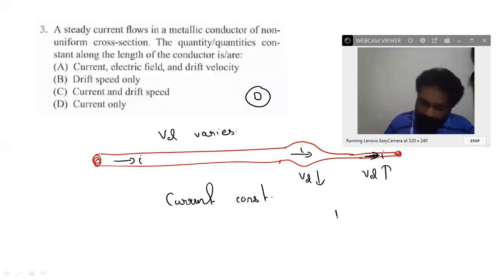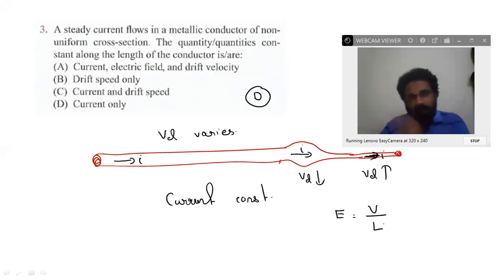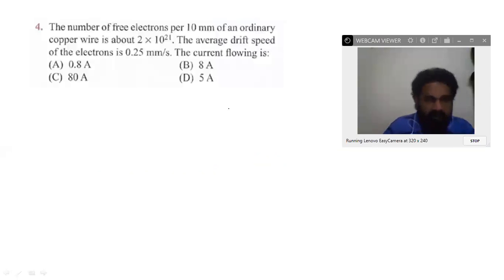Electric field is actually potential difference divided by L. So potential difference also will vary. Okay, so shall I proceed? We'll do the next problem. Yes, next problem is this.